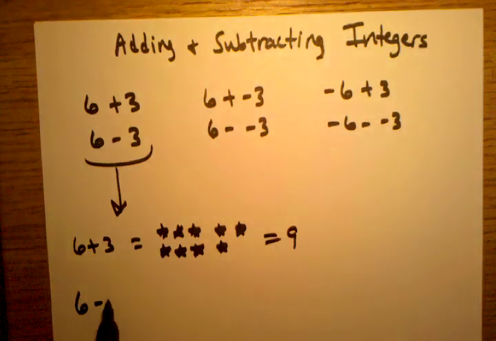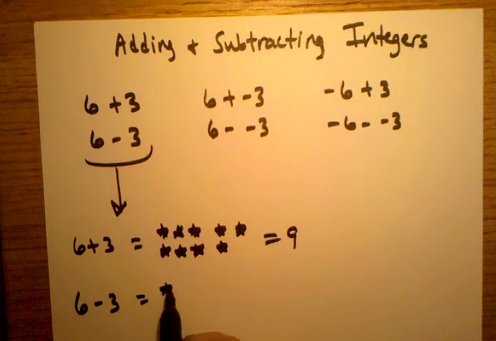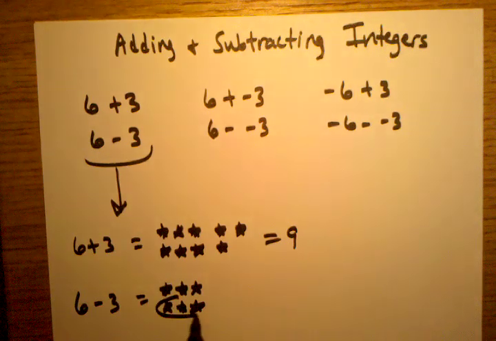And then 6 minus 3. Since I'm going to be subtracting, I still will start off with my 6 stars. But now I'm going to take away 3 of them. So I'm going to take these away, eliminate them, and I'm left with 3.